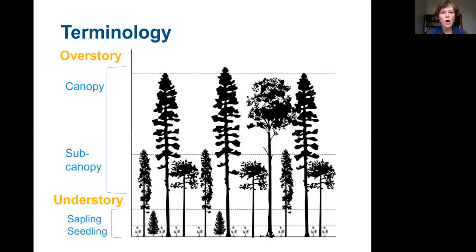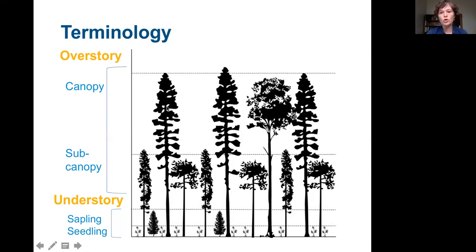I want to start by introducing some terminology that I'm going to use throughout this talk. My research and expertise is in forest management and forest dynamics, so I'm really familiar with these terms, but I want to make sure that you are. So we have overstory and understory. These are two basic terms that I'll use throughout the presentation. And then within those, we've got canopy and subcanopy. This diagram shows what I mean.